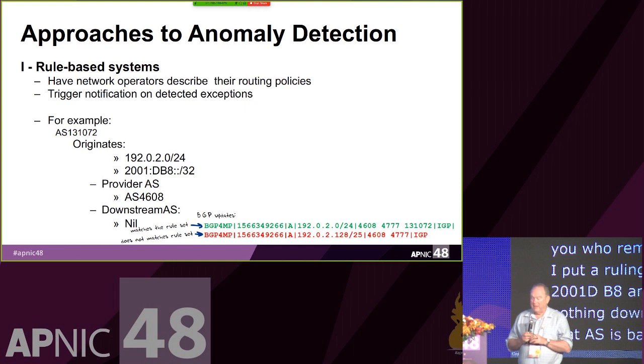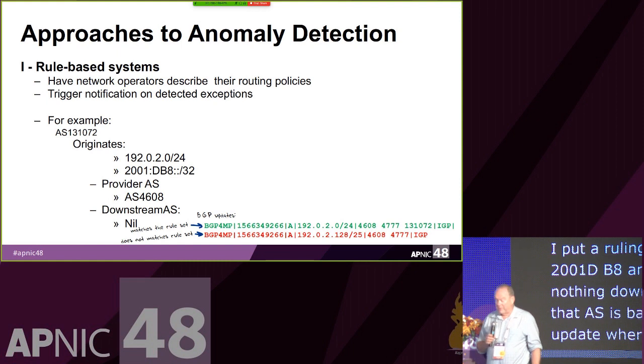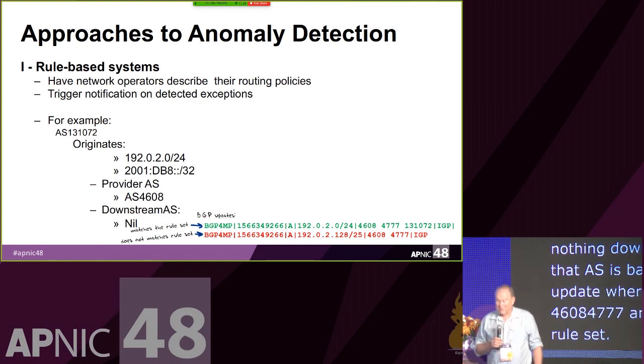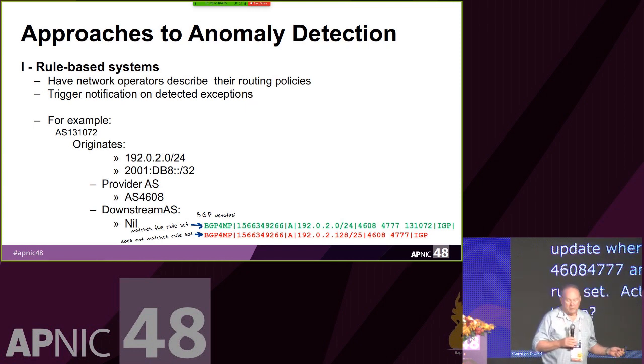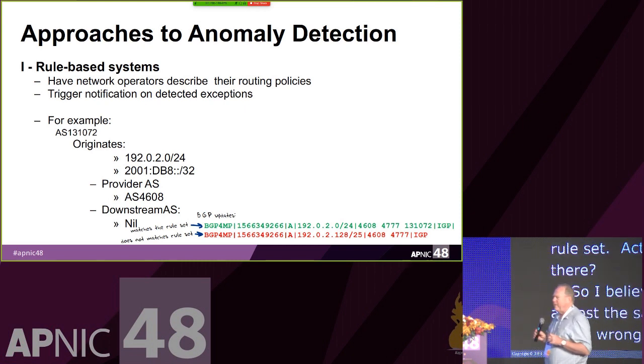I see an update announcing 192.0.224, and the path is 4608, 4777, and then me, and that kind of matches the rule set. Actually, it doesn't. What's 4777 doing there? So I'll believe it. It's good. The next one is almost the same, except the originating AS is 4777. That's wrong. So you kind of go, well, this is really, really easy.